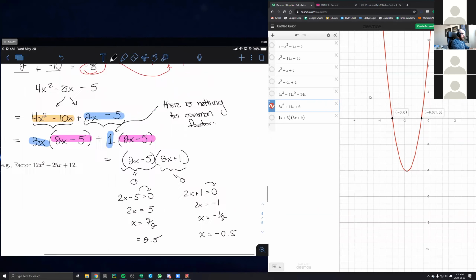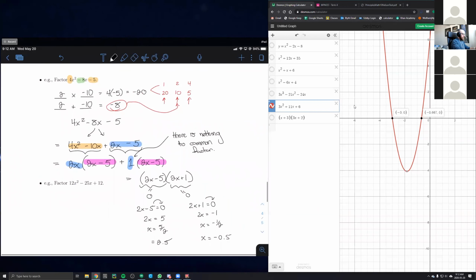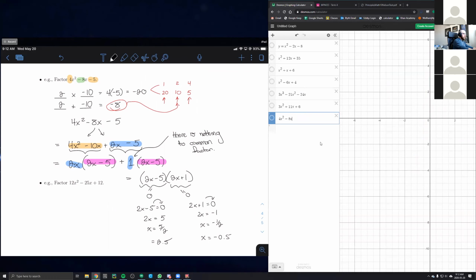And so let's graph this and see that we do get those two x-intercepts. So 4x squared minus 8x minus 5. So we get an x-intercept at negative 0.5 and an x-intercept at 2.5. So we have successfully found our x-intercepts, which is great.